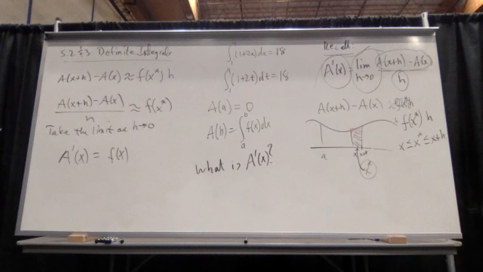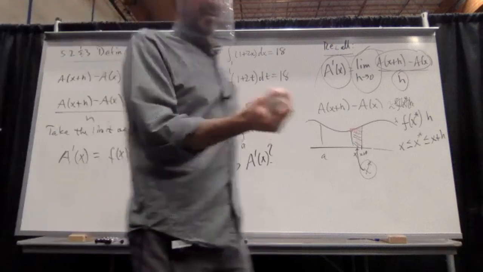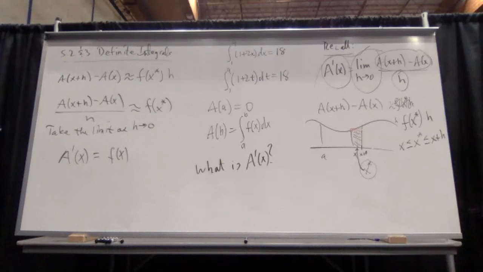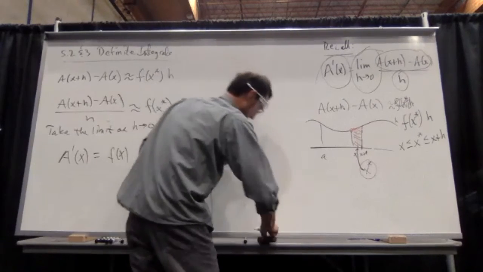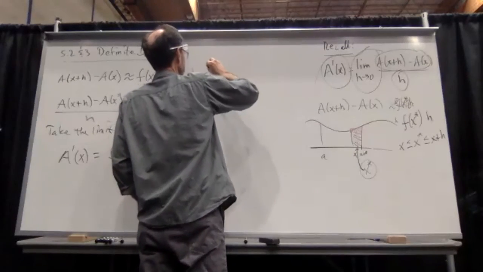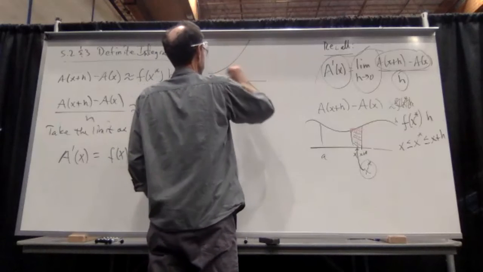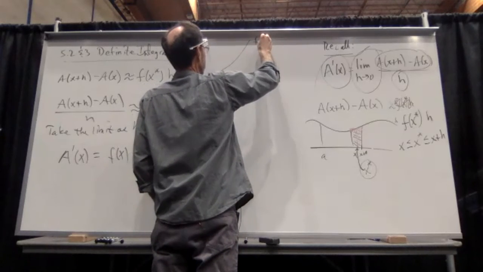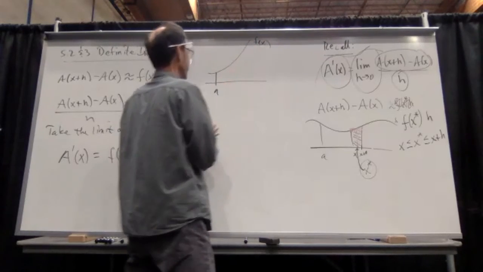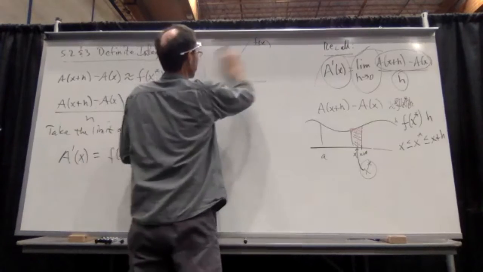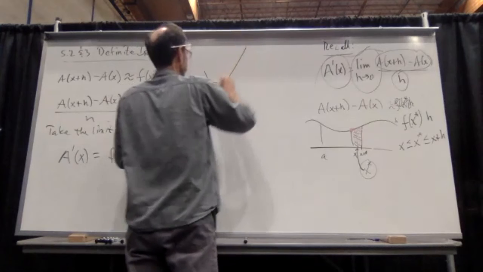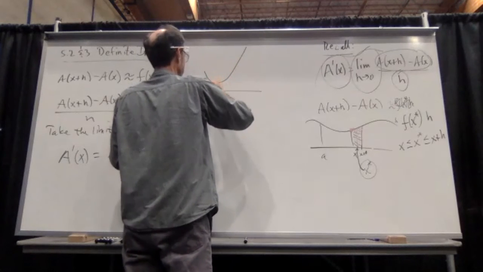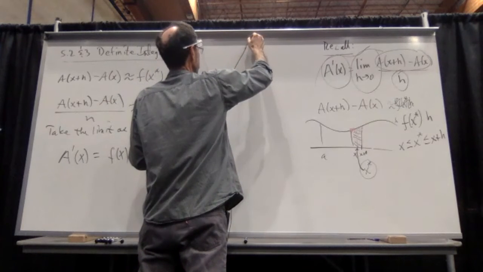Now, geometrically, that makes perfectly good sense. Let me show you. Let's take a function whose graph looks like this. That's f. We'll start at a. Actually, let me make it even more extreme. Take a function like that. A, and then out here somewhere is b.